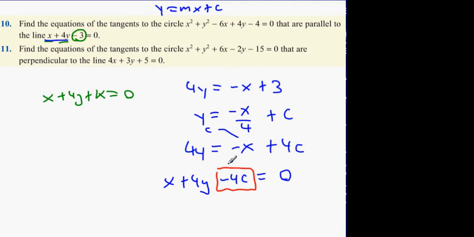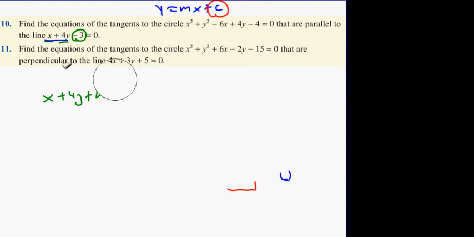And what I can just call that is k instead of minus 4c. So that's why it still has a slope of minus a quarter, but it just has a different y-intercept position. Yeah, because c represents the y-intercept. So I just changed the y-intercept. Okay, so now that we've modified it, it's exactly the same as question 1 and 6. Is that alright? So I won't go through that again.